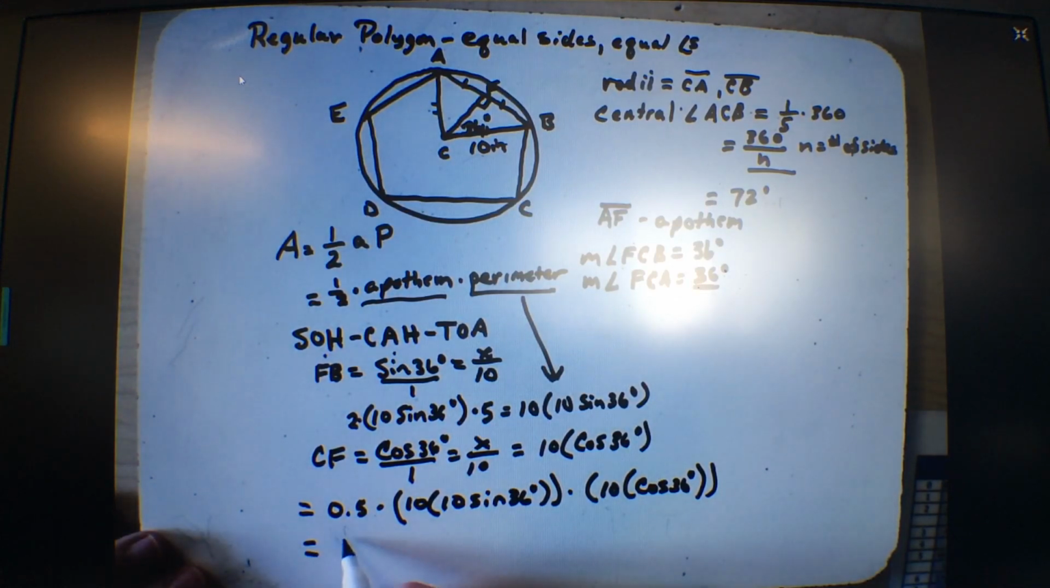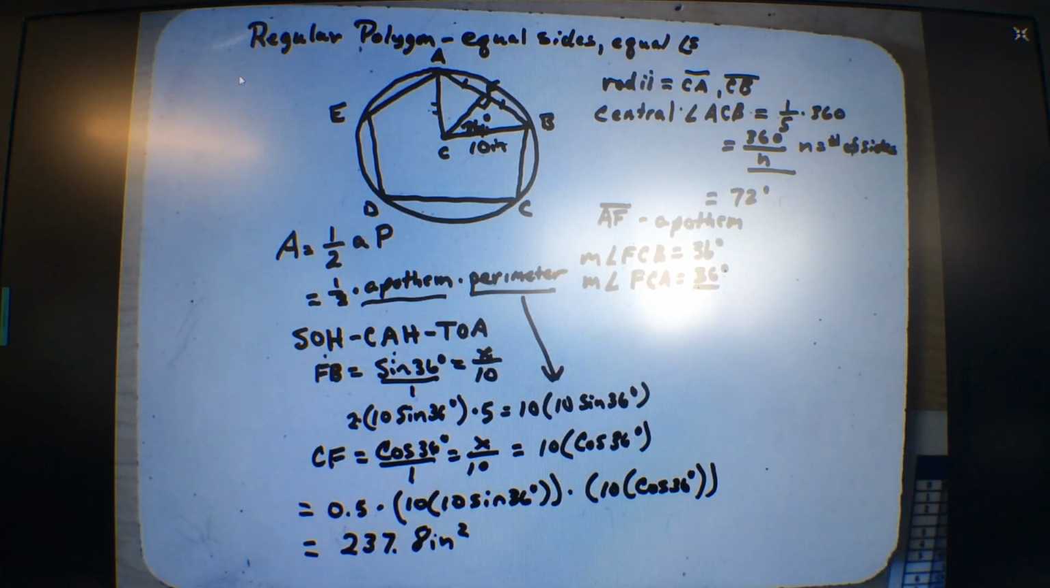The answer is 237.8 inches squared. I was doing that long before you did that, and I got that answer. You got that same answer? So you didn't have any parentheses and it worked. That's awesome. I did the first part before we found CF, and then I took it times cosine. So you ended up rounding and it still worked. Okay, good. Did everybody get that?